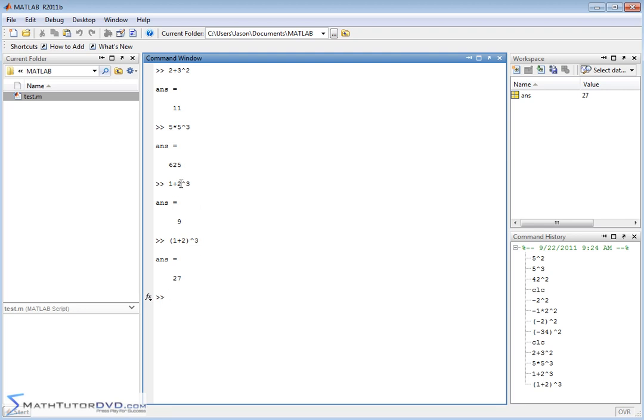In the first case, we cubed the 2 and then we added 1. In this case, we add 1 plus 2 to get 3. 3 cubed, 3 times 3 times 3 is 27. All right, so that's something to be aware of. Anytime you're typing in long calculations, if you know that you want something done first, you need to wrap it in parentheses.